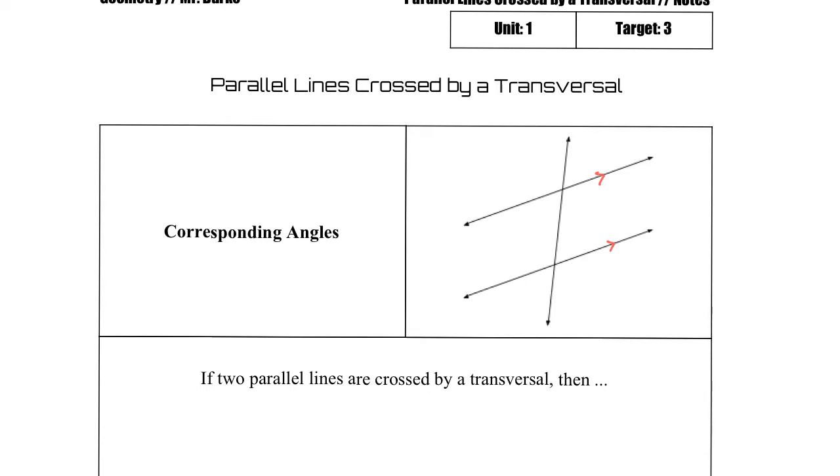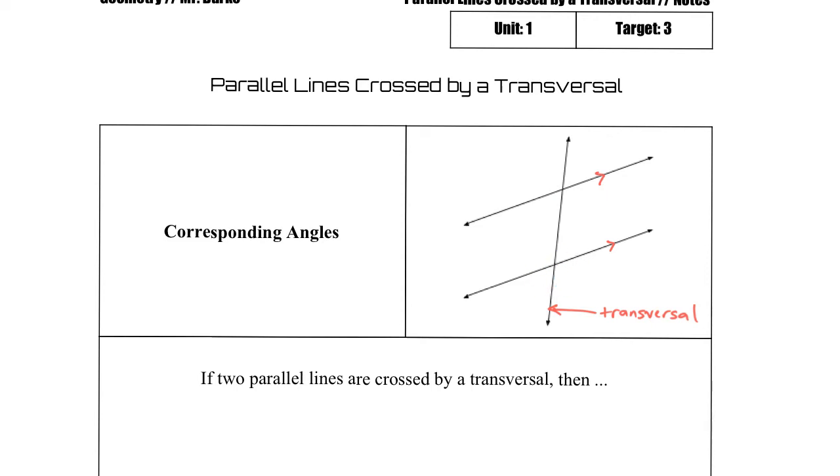So those are your parallel lines. This guy right here, this guy's called your transversal. It's basically a line that intersects other lines. Okay, that's what a transversal is. When that happens, a bunch of angles are formed. You can see 4 angles are formed up here and 4 angles are formed down here.